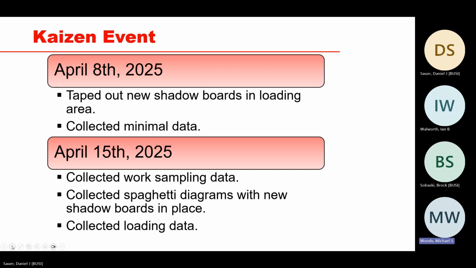To test our future state designs, we hosted a Kaizen event at the facility. Originally supposed to take place on April 8th, 2025, we taped out new shadow boards in 10 loading dock areas and were able to collect minimal data, although our testing was a little hampered due to a lack of workers. So we returned to the facility on April 15th to repeat the Kaizen event. And with that, we collected better work sampling data, collected spaghetti diagrams with the new shadow boards in place, as well as collected robust loading data.